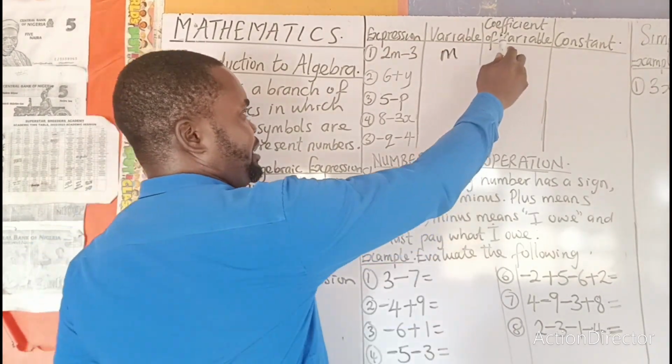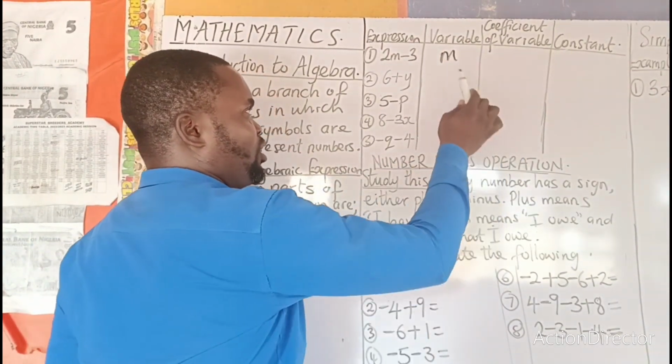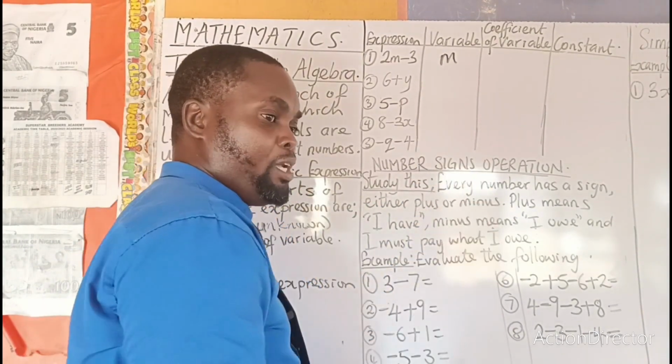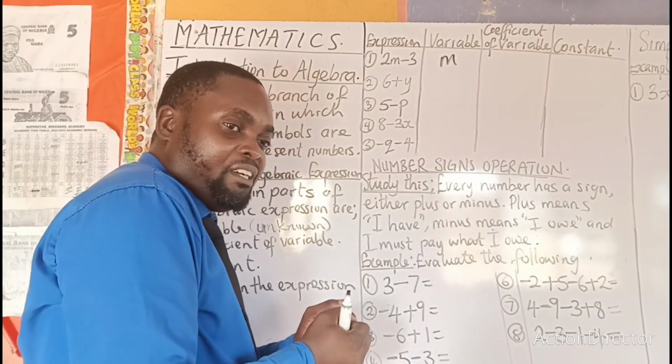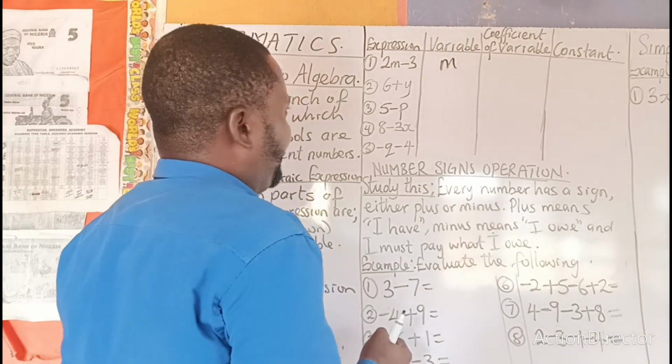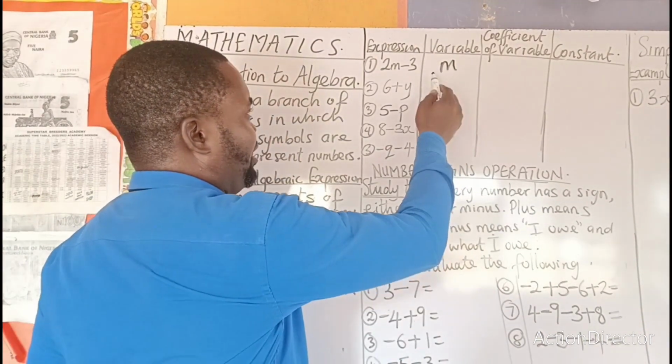Now, the second thing talks about the coefficient of the variable. What is the coefficient of the variable? Remember, coefficient of the variable means what? The number that is holding that variable. And what number is that here? 2.